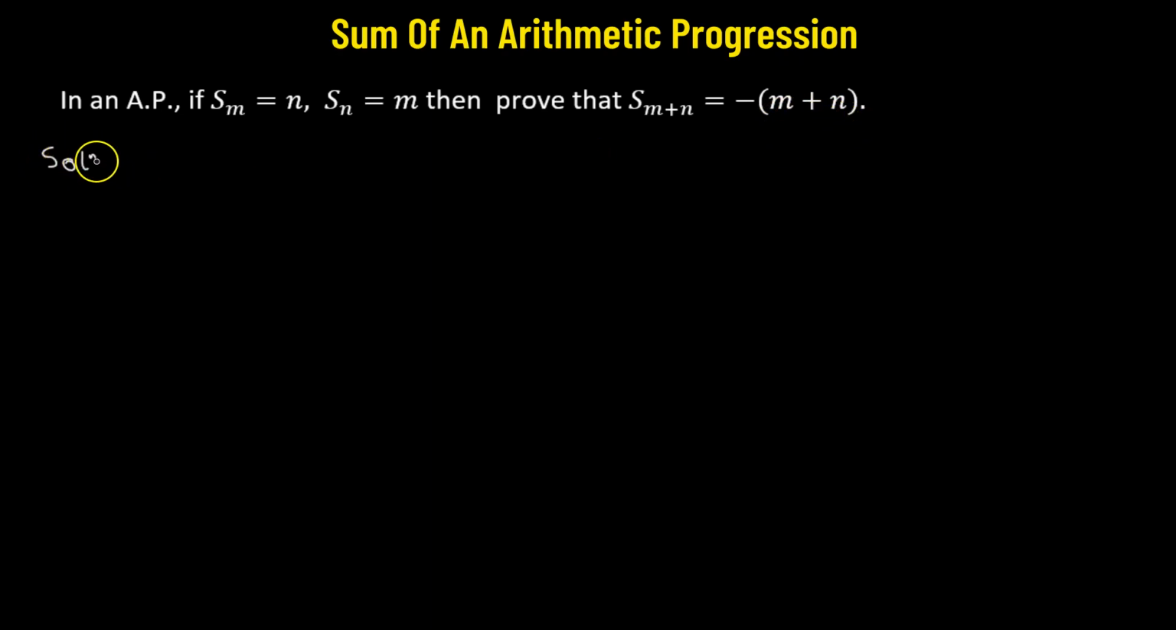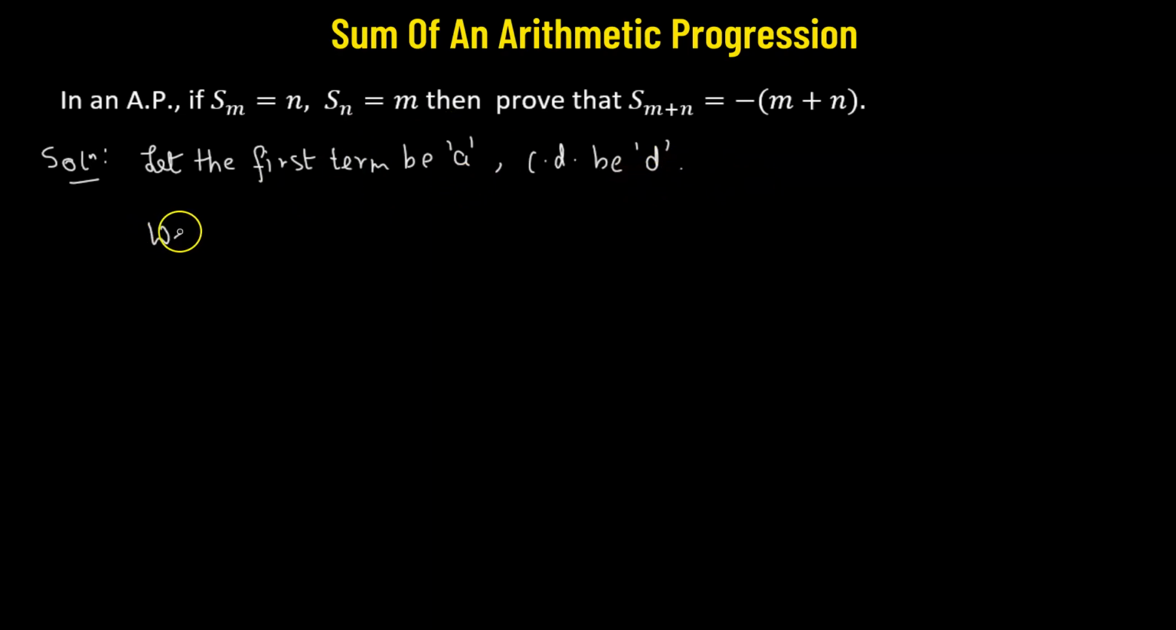First, we'll have to specify the first term and the common difference. So let the first term be represented by the letter a in lower case. Similarly, we'll also represent the common difference in lower case, so this is going to be represented by the letter d. Now that we have the first term and the common difference, we will use the formula for the sum up to the nth term.